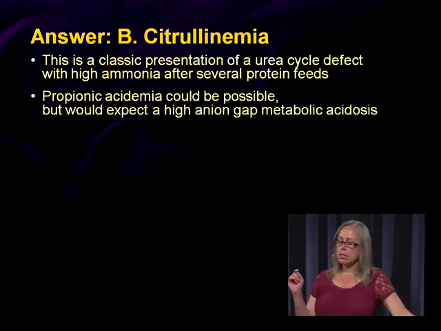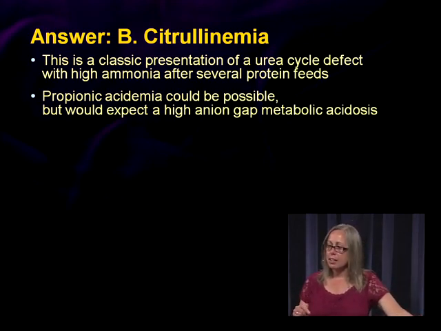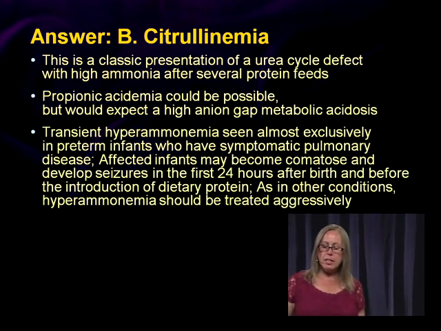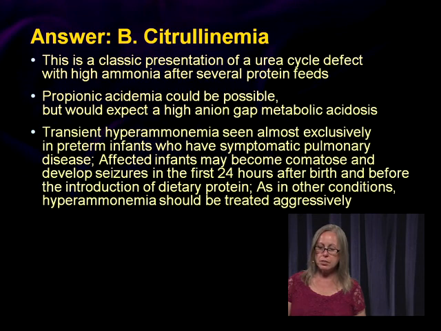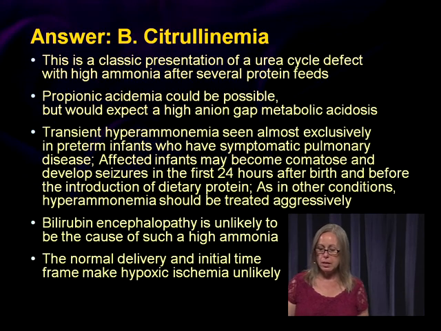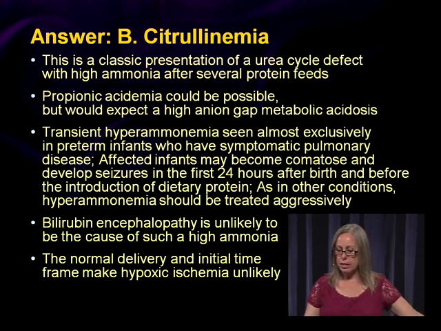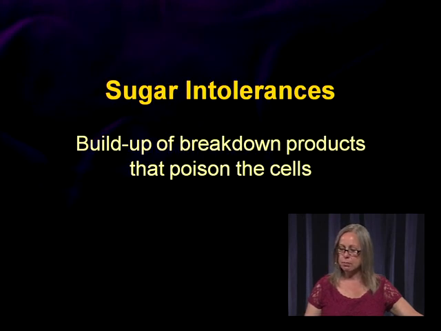Propionic acidemia could be possible, but you would expect a high anion gap metabolic acidosis because you're making an abnormal metabolite. So that base excess is going to go up and you're going to have abnormal keto acids. Transient hyperammonemia is almost exclusively seen in preterm infants who have symptomatic pulmonary disease, and they become comatose and develop seizures in the first 24 hours and even before introduction of dietary protein. Bilirubin is unlikely to be a cause of high ammonia, and the normal delivery and initial time frame make HIE unlikely. All right, back to sugars.